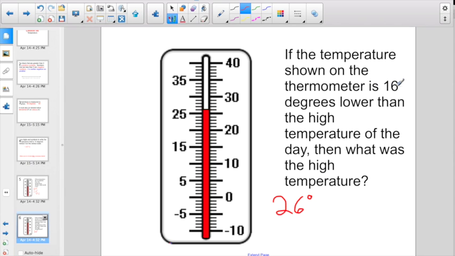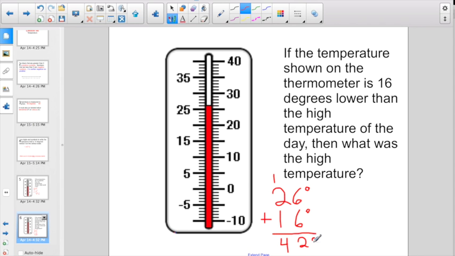And it says it's 16 degrees lower than the high temperature of the day. So it has gone down 16 degrees. So if I want to find out what the high temperature was, I want to go and add on an additional 16 degrees, right? So let's go ahead and try to add. 6 plus 6 is 12. Going to write down my 2, carry my 1. 1 plus 2 plus 1 more, hey, that makes 4. Or in this case, a grand total of 42 degrees was the high temperature.